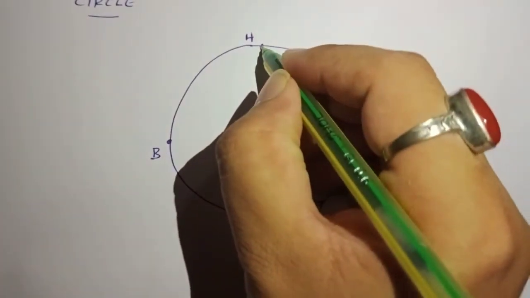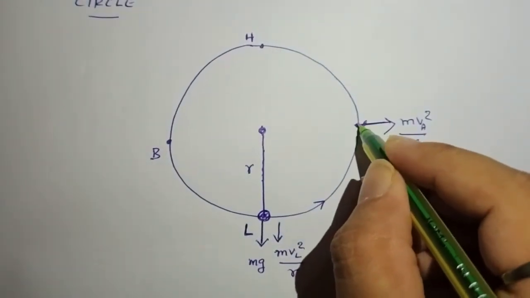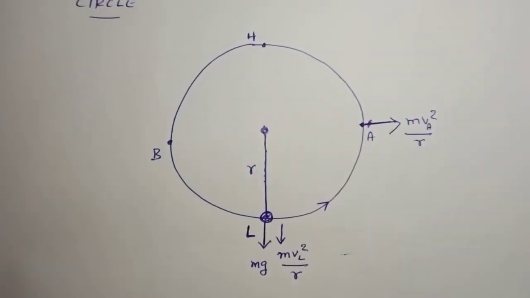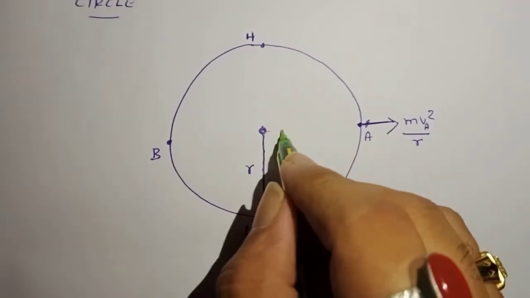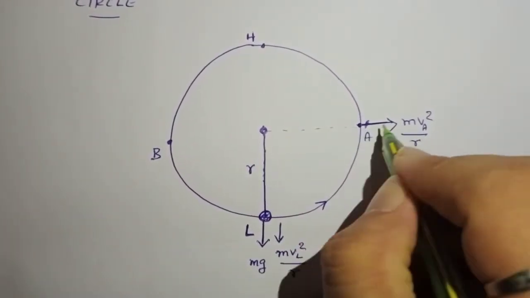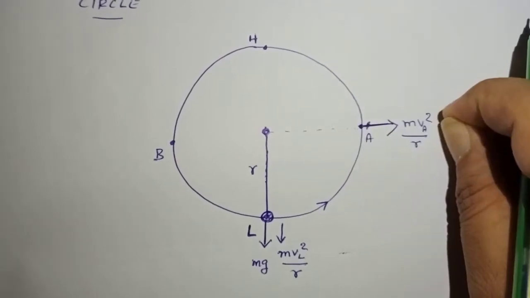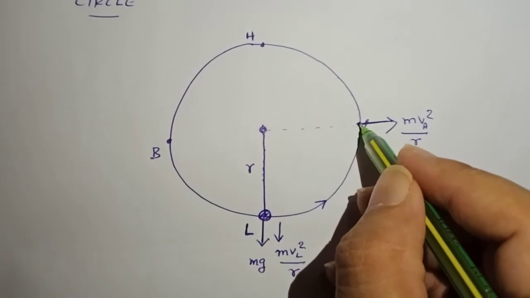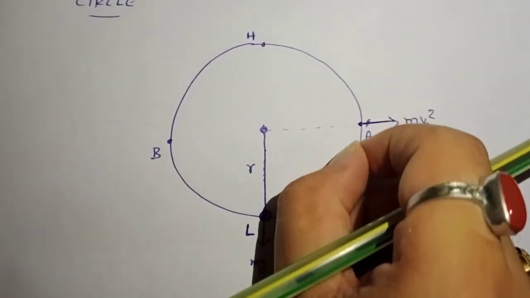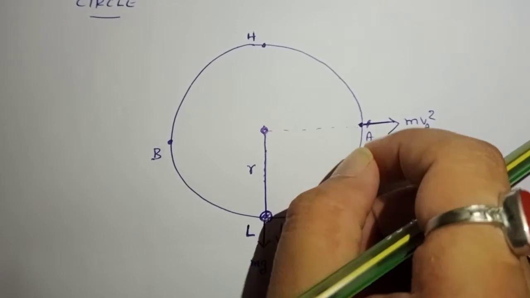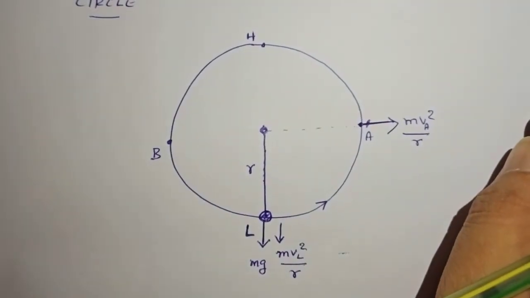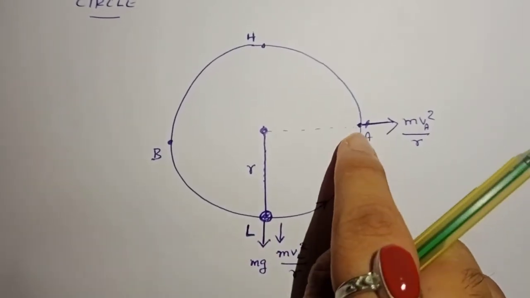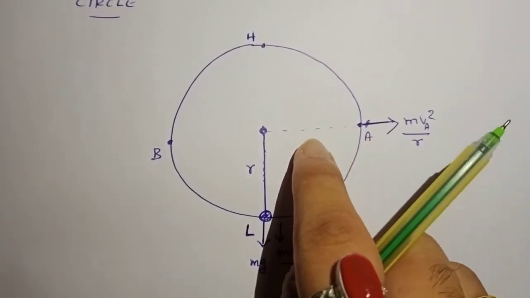Then what about the situation here, is mg not acting? mg is acting, but in this orientation, when the string is like this, mv square by r is pulling the string along the length. What is the direction of mg? mg is downwards. mg is not pulling the string along the length. Tension will be developed in the string only when you pull the string along the length. So mg is not contributing to the tension in the string.